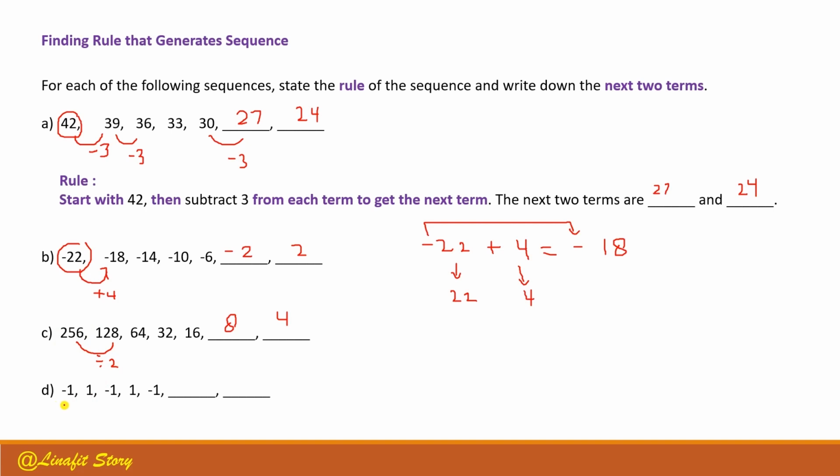Next, B: negative 1, 1, negative 1, 1, negative 1, 1, negative 1. So the rule is start with negative 1, then multiply each term by negative 1 to get the next term. So let's check. Negative 1 times negative 1 is equal to positive 1. We just write it as 1.